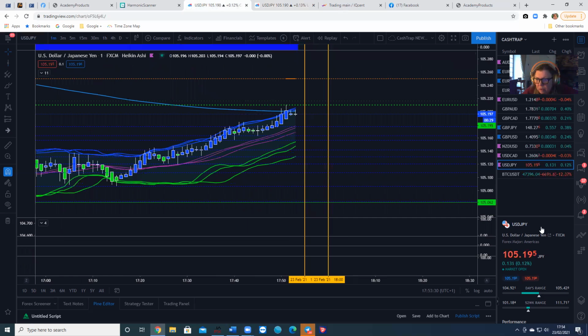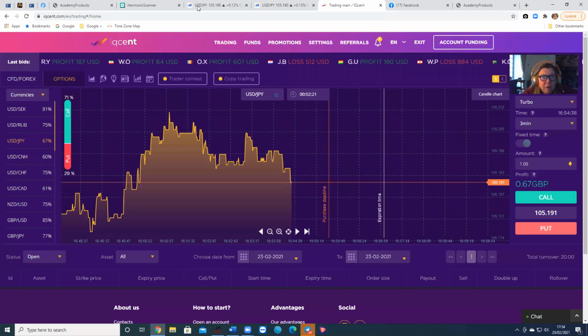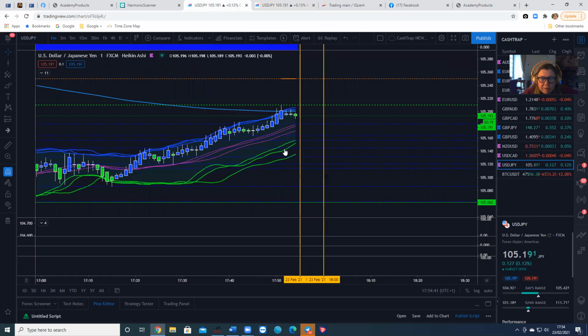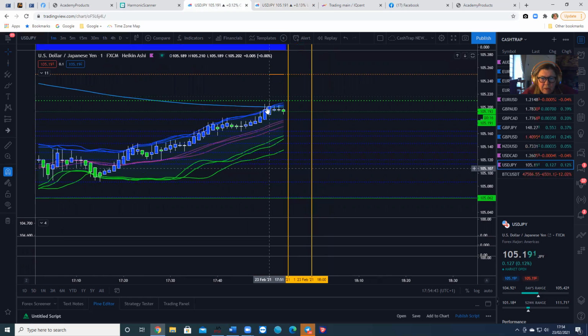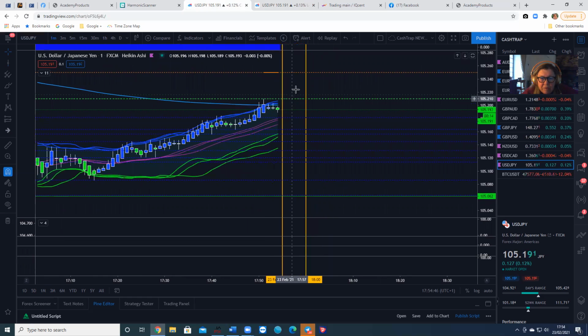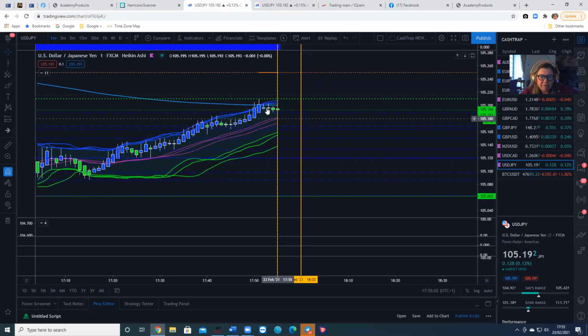So I'll take a trade on that, 105.191, just as a test. I think it wanted to carry on up there, but because it's done this little stall out below the 200 EMA, it could be that it wants to come down and tap that moving average again, a little pullback, before it carries on up, because the US dollar is stronger than the Japanese yen. But that's why we say wait for the pullbacks and then get in for the call.